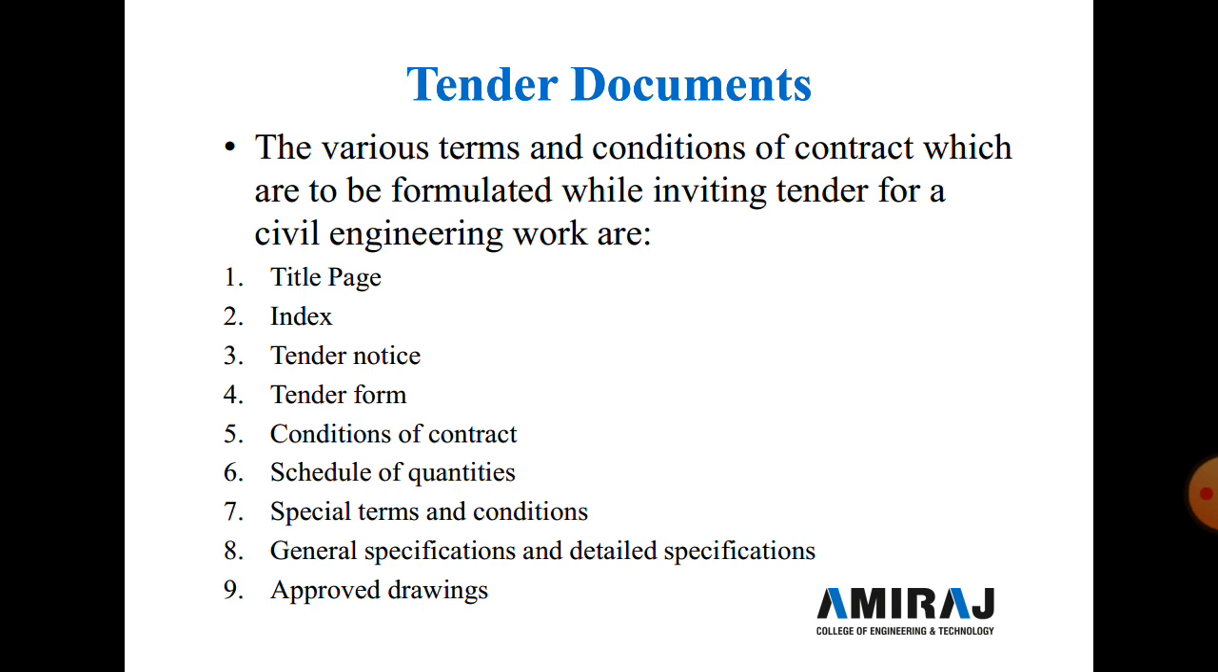So it is also called a bill of quantity, and contains various items of work to be executed along with their quantity. So here the number of items is listed, and its quantity is listed in a schedule of quantities. And seventh is the special terms and conditions.